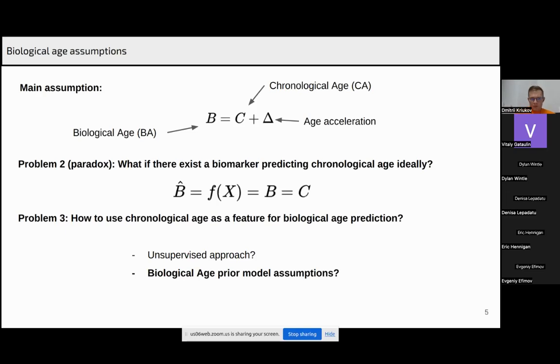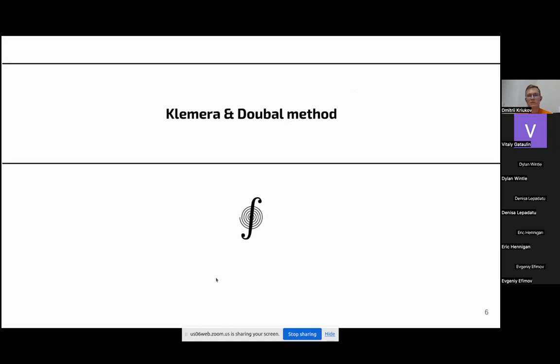To overcome problems 2 and 3 and partially problem 1, two general approaches exist: the unsupervised approach and biological age prior model assumptions. Today we will not speak about unsupervised approaches, but there exist two, for example PCA-based, principal component analysis-based age predictors. But today we will speak about the approach with model assumptions, namely the Klemera Doubal method. Okay, Klemera Doubal method.